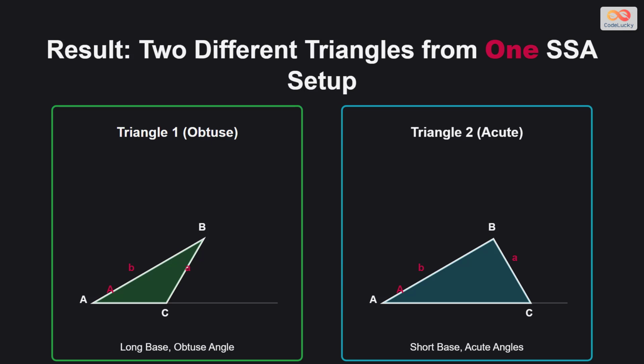This is the heart of the problem. We started with one set of side-side angle values, but we ended up with two very different triangles. One is obtuse with a long base, and the other is acute with a short base. Since we can create two distinct triangles, we cannot say that the SSA condition proves the triangles are congruent.